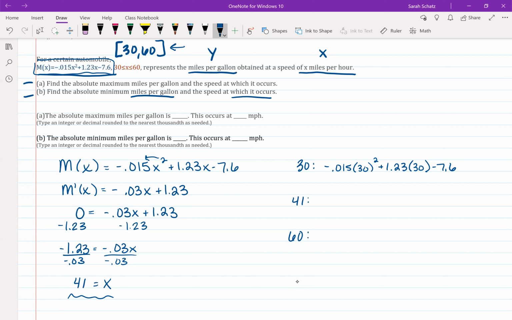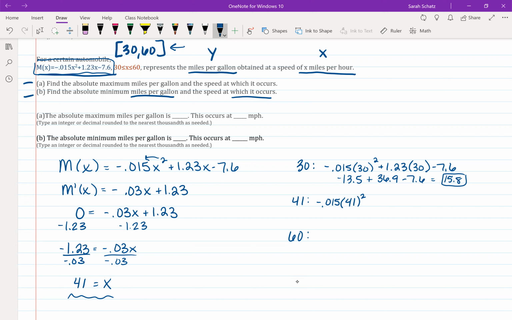30 squared times 0.015. So you guys, this is negative 13.5 here. And then plus 1.23 times 30. So plus 36.9. And I have minus 7.6. So then I just add and subtract here. So let's see. Here I get 15.8. This is the y value at x equals 30. Now let's do it all again with the 41.